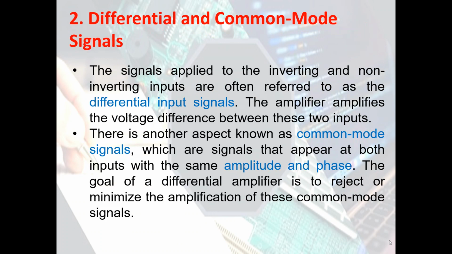So later on, we'll be watching another video showing us how we get the difference between the two input voltages. So there is another aspect known as the common mode signals, which are signals that appear at both inputs with the same amplitude and phase. So take note, I highlighted here some of the important parameters that we need to consider when amplifying the signal, the amplitude and the phase. The goal of a differential amplifier is to reject or minimize the amplification of these common mode signals.